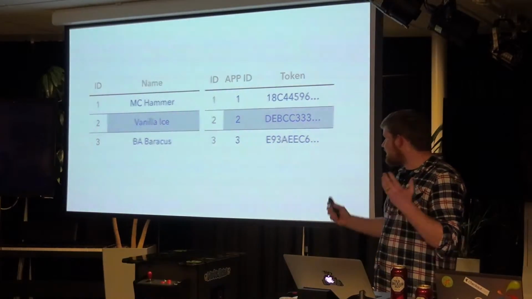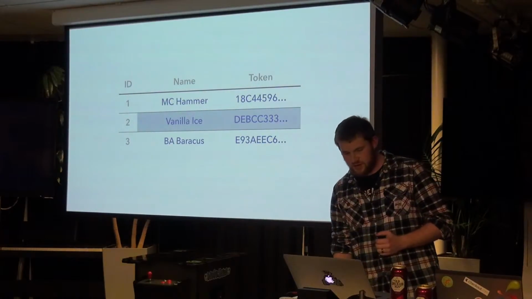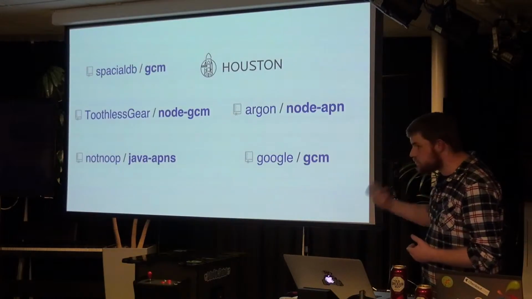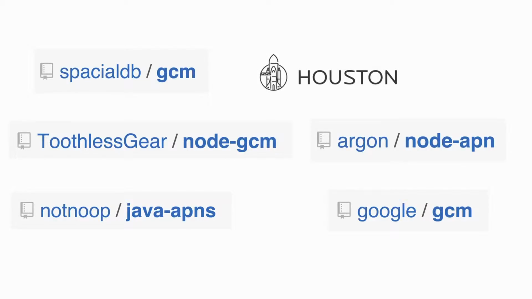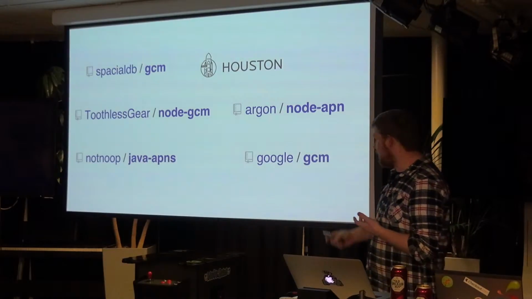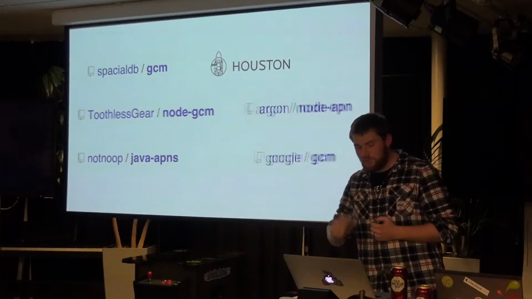So my preference is smash them together, keep all this in your application server. And there's a few tools that will help you do this. It's not that much work to do push yourself. For Ruby, you've got GCM and Houston. For Node, you've got Node GCM, Node APN, and for Java, Java APNs and Google's GCM. Clearly, you can tell that Houston's the best because it's the only one with the logo.